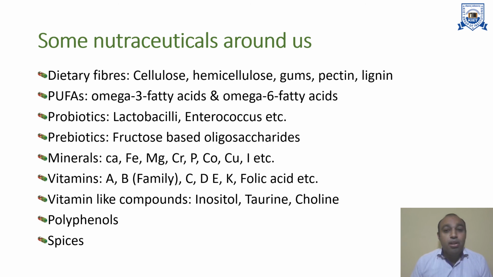Vitamin-like compounds: inositol, taurine, choline, polyphenols. There are many spices in the kitchen we use, sometimes as food and sometimes as medicine. If we observe some nausea and vomiting, we can put a piece of ginger onto the tongue. It has an anti-emetic effect. So there are many things which are used as nutrition and together with that also used as a drug.